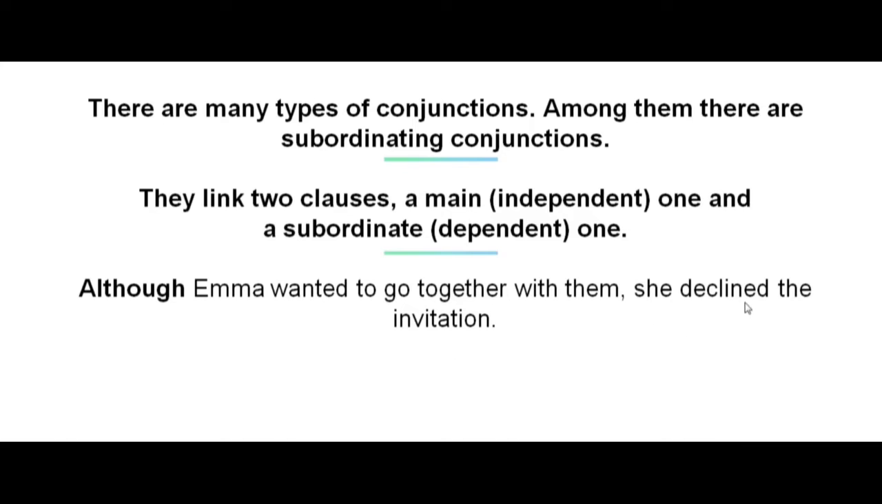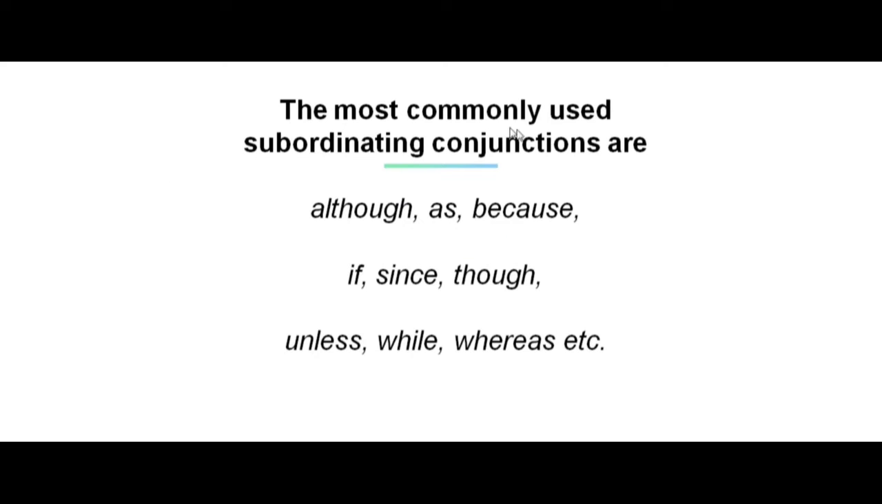Note that she declined the invitation is the independent clause, the main one, and Emma wanted to go together with them is the dependent clause, subordinate clause. These two sentences are linked together with the subordinating conjunction although. Now the most commonly used subordinating conjunctions are although, as, because, if, since, though, unless, while, whereas, etc.